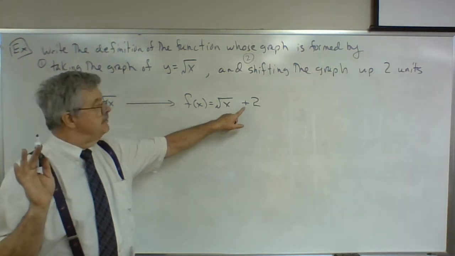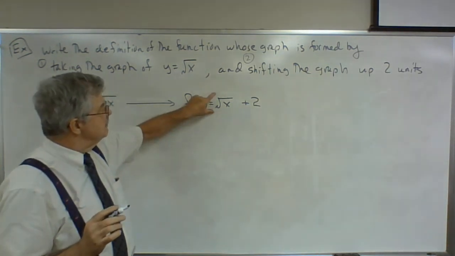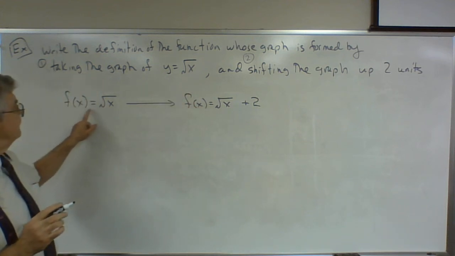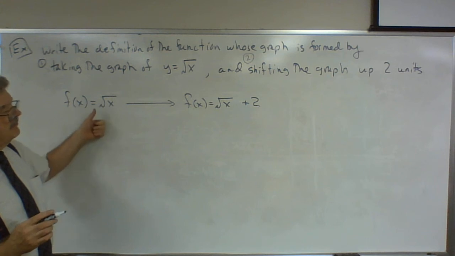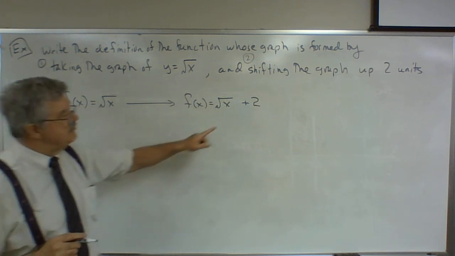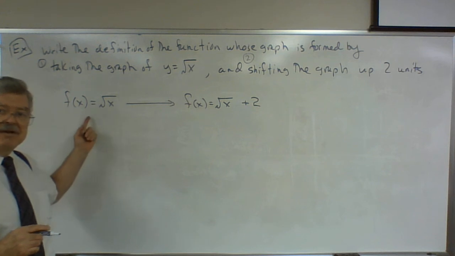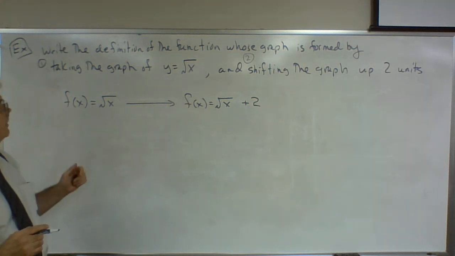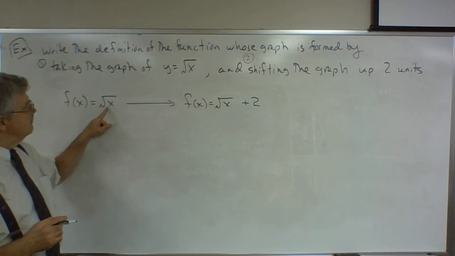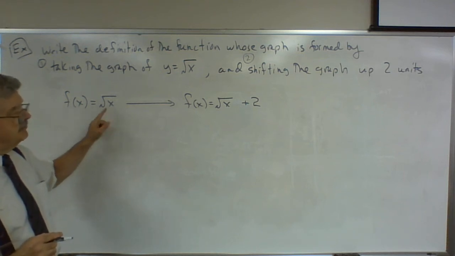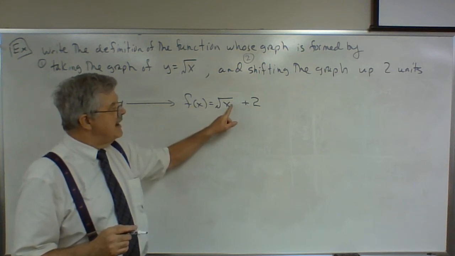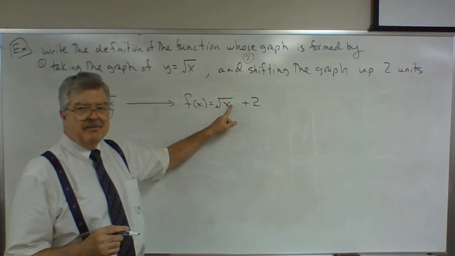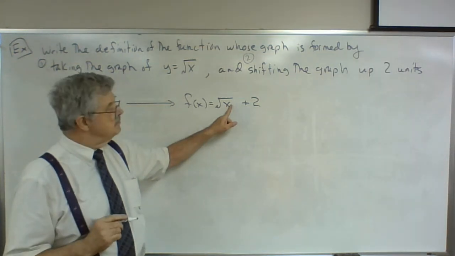The only precaution is we're adding 2 to the entire function. f of x and square root of x, f of x and y are synonymous. So if we want to shift this graph up vertically 2 units, we need to add 2 to the y coordinate of every point on this graph. So we take the y coordinate of every point on this graph, and that's square root of x, and we add 2 to it. The 2 does not go inside the square root. That would make it a horizontal shift.